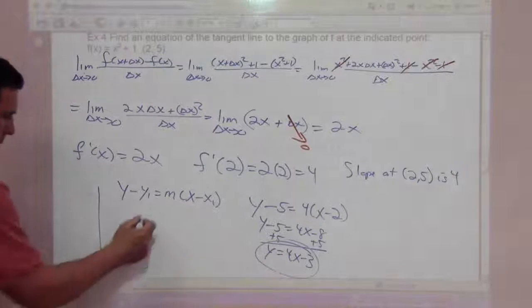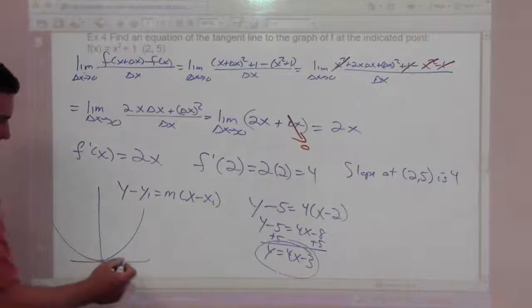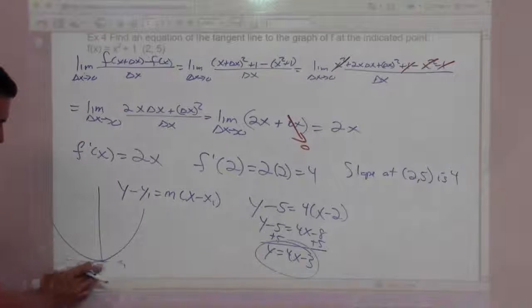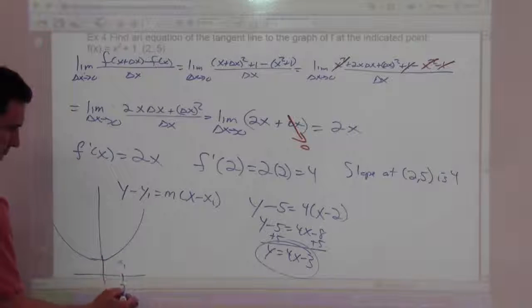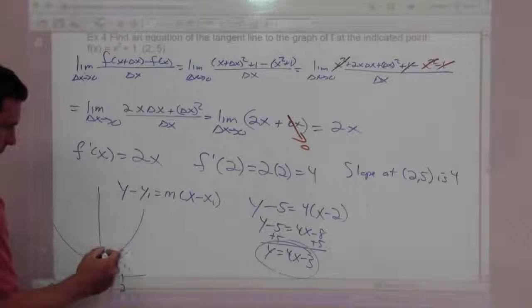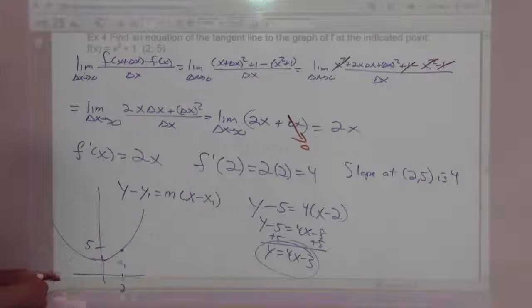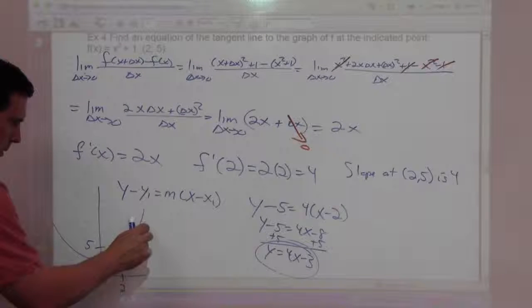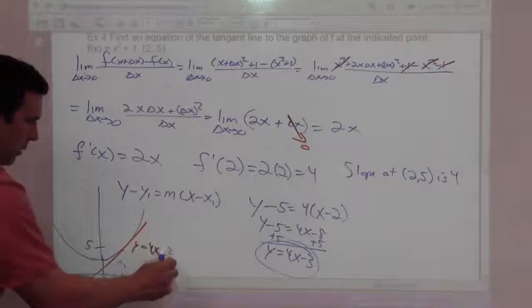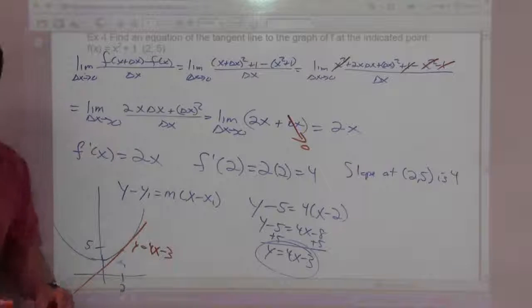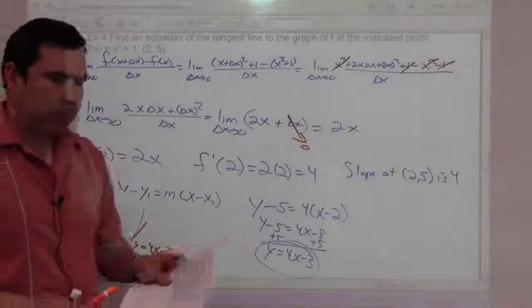So if you had your parabola, and we're at, it's off a little bit, it's plus 1. So here's 2, and then there's 5. Here's our tangent line. y equals 4x minus 3. Okay, and that's it.